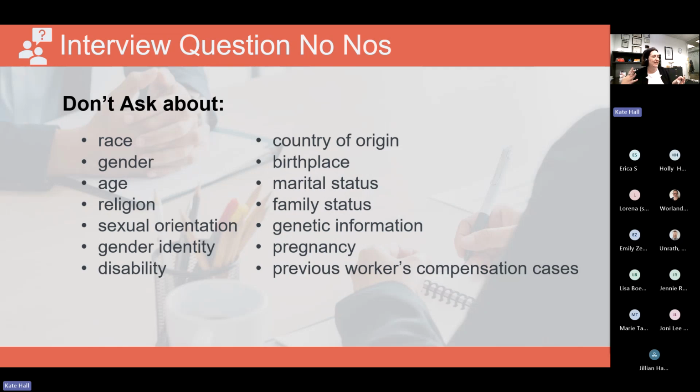This does definitely play into the new EEOC guidance with the interview questions. All of these are still protected classes, but they've expanded the definitions behind these.